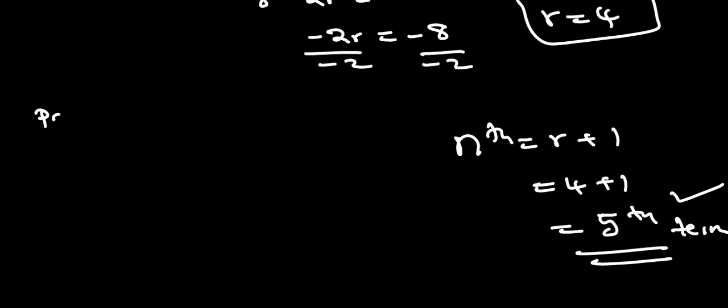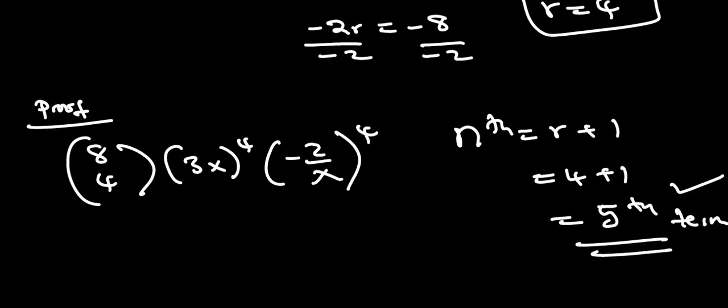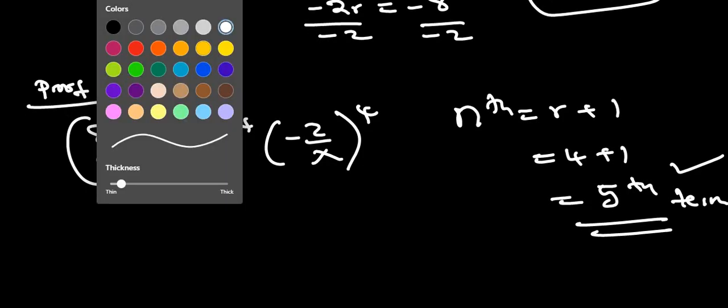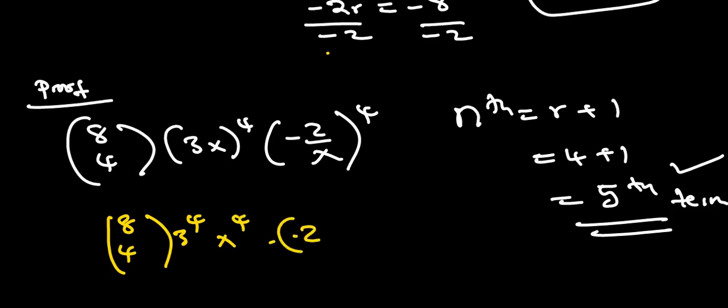So r is what? 4. So we're going to say 8 choose 4, then we have 3x to the power 4, since 8 minus 4 is 4, and negative 2 over x to the power 4. We're just trying to cross-check if the term actually won't have x by the time we're done solving it. 8 choose 4, we can keep it here. We have 3 to the power 4, x to the power 4. This is negative 2 to the power 4. Then we have x to the power 4.